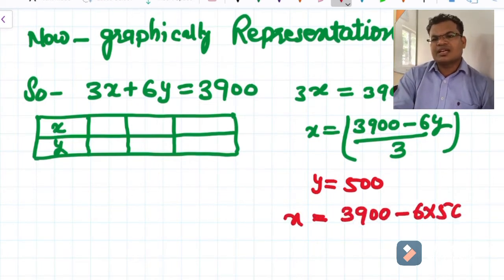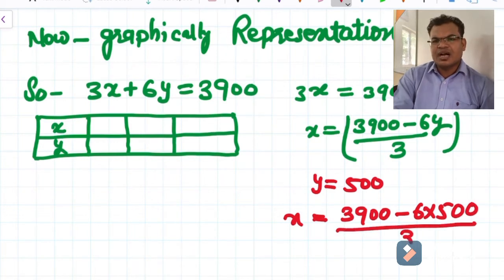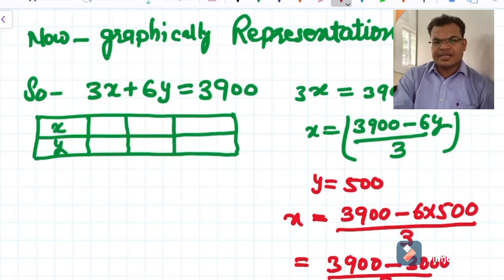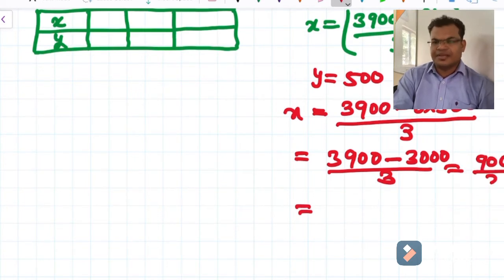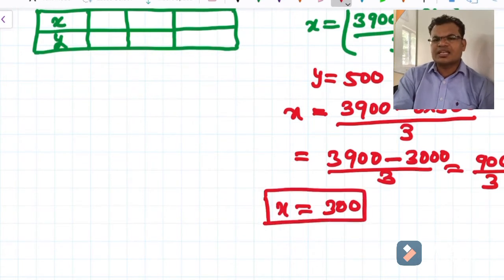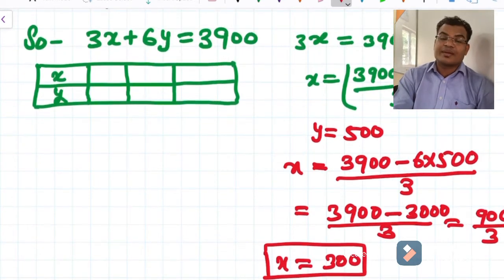So x equals to 3900 minus 6 into 500 upon 3, as it is. 6 into 5 is 30, so 3000 minus 3000 will come from 3900. 900 upon 3 is 300. So what I'm getting, guys, is x equals 300 when y equals 500. So my first solution I got: y is 500, x is 300.